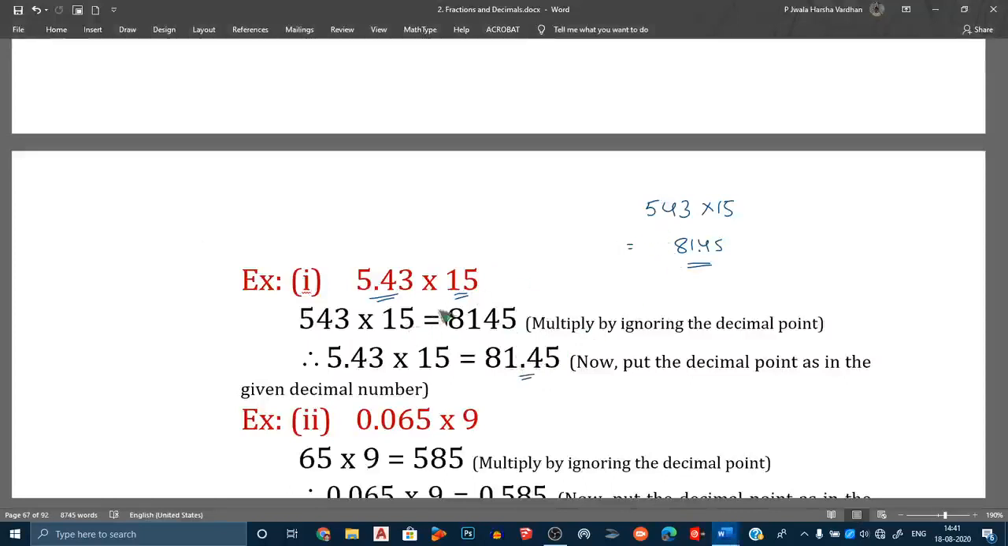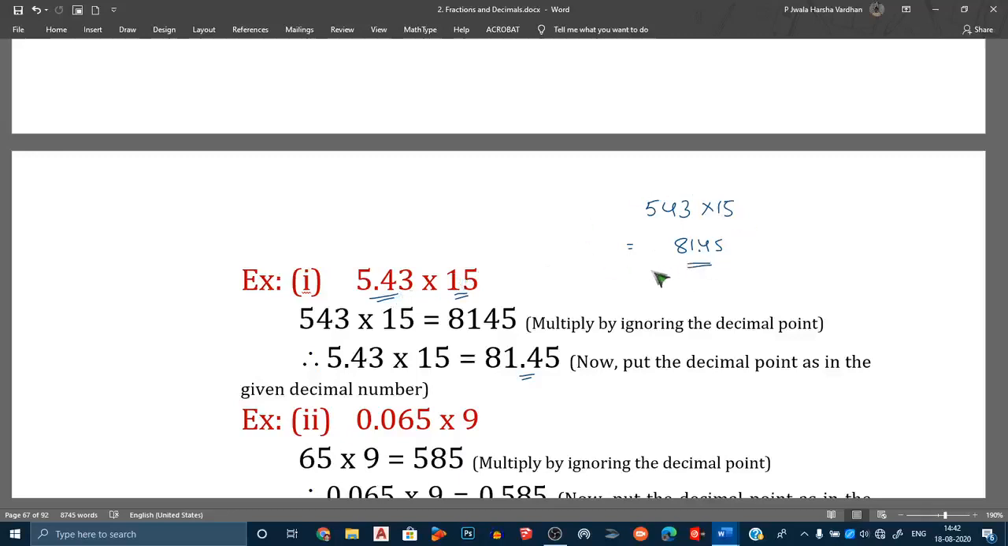The first procedure: just ignore the decimal point and multiply. After multiplication, count how many digits are there after the decimal point, and you can write the decimal point after leaving that many decimal places, whichever is in the decimal number. So here 2 decimal places are there. You can leave 2 digits and put a point here. You will get 81.45.